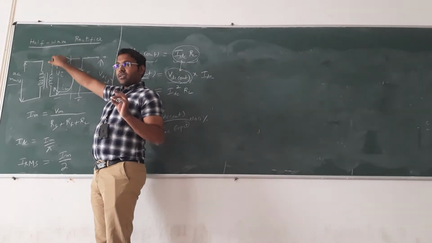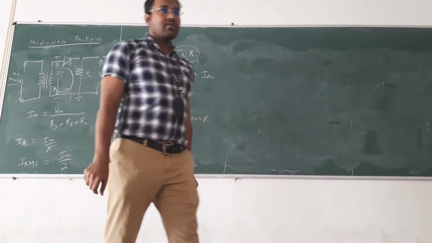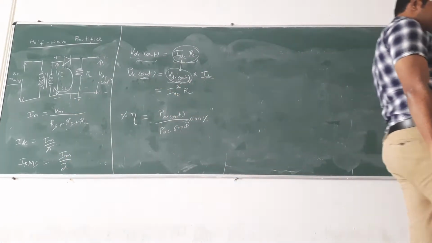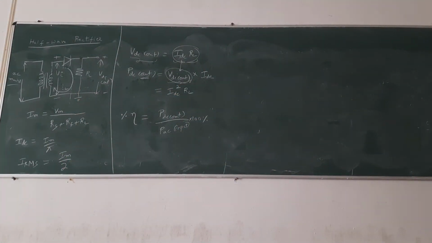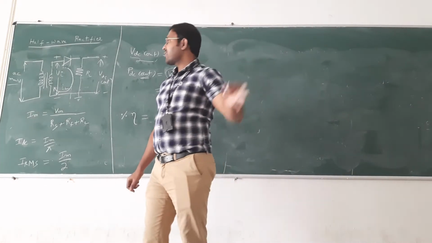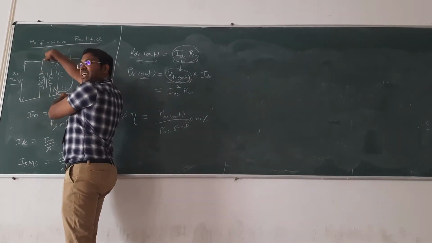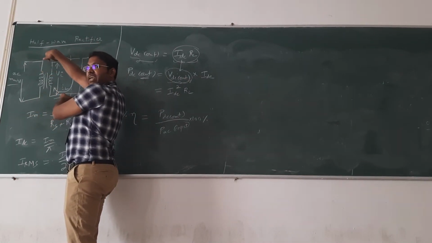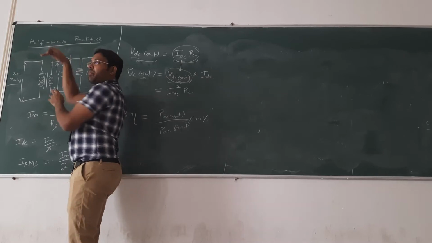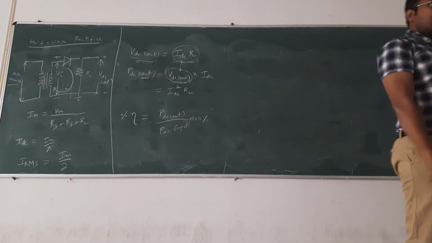First of all, the power we are supplying, is it AC power, DC power or both? Please answer. What are we getting from the plug point? AC. So from the step down transformer also we are getting AC. So the power we are supplying is only AC power.